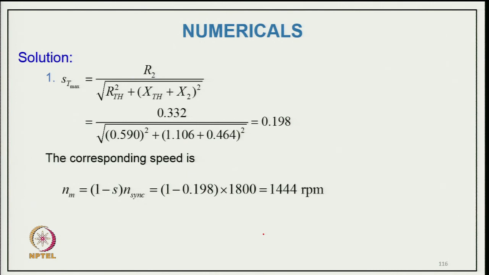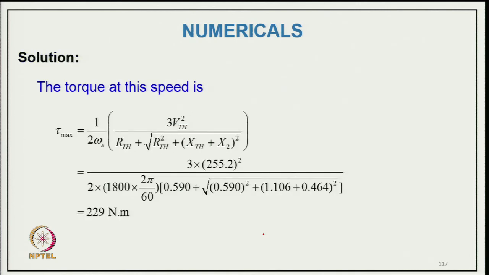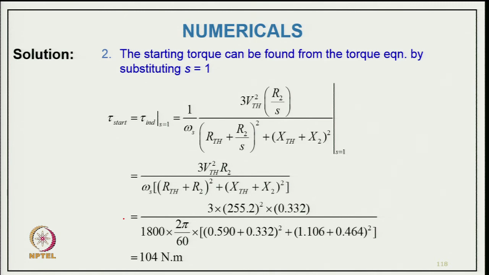So, now we can get S_T max as R2 upon under root RTH square plus (XTH plus X2) square. The value comes to 0.198, and the corresponding speed will be Nm equal to (1 minus S) times synchronous speed. So, it comes to 1444 rpm. And torque at this speed, T max, will be 3 VTH square upon 2 omega s, times 1 over RTH plus under root RTH square plus (XTH plus X2) square. Putting the value, it comes to 229 Newton meter.